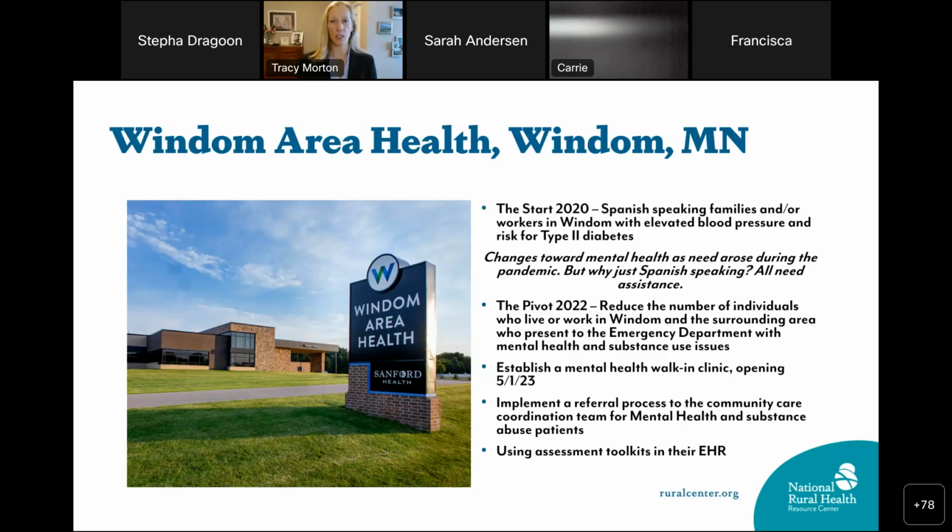So they started on a project with us to improve the health of a specific population in their area back in 2020, so pre-pandemic. What they were looking at was they wanted to support the Spanish-speaking families or workers in their area that had elevated blood pressure and risk for type 2 diabetes, just to improve the communication with that population, seeking them to come into outpatient services to really help manage their well-being better.